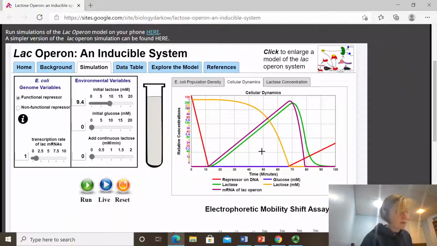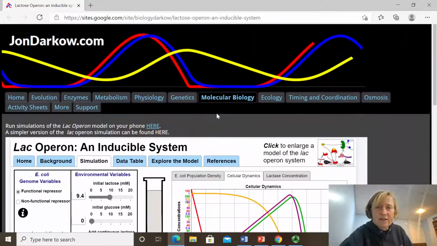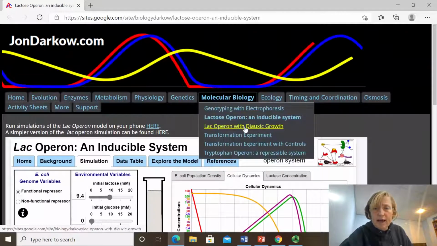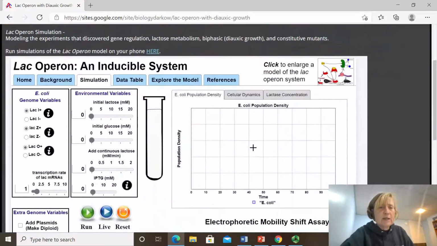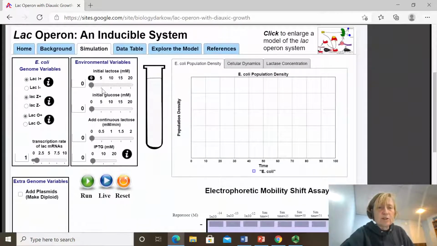Okay, part 4. You're going to have to insert 3 graphs this time. I'm not going to worry about that, but you guys have to do that. And we're going to have to use a slightly different version of this model. So we're going to go back up here and do the lac operon with diauxic growth. We could do a lot more with this model. We're not going to, but we are going to change the lactose and the glucose concentration this time. And we've got different things to look at. So let's see what it says that we need to do.